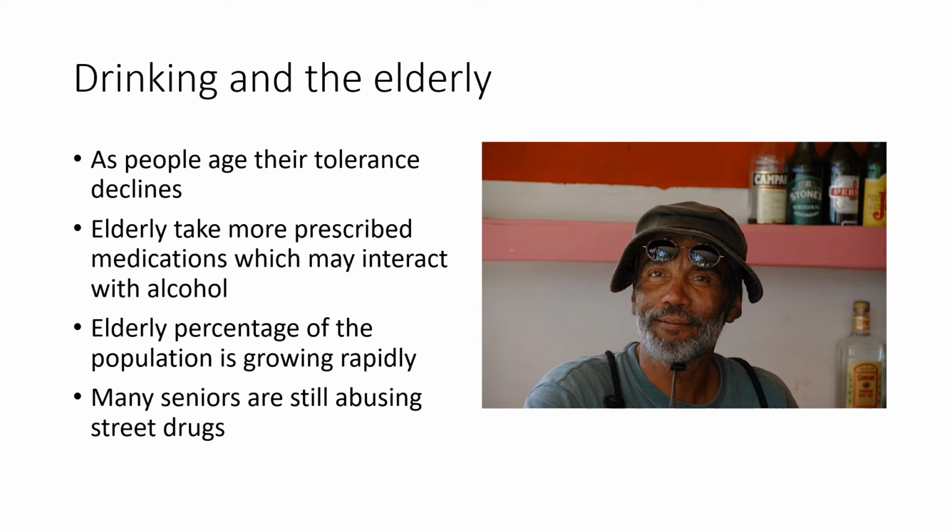Drinking in the elderly. As people age, their tolerance declines. One drink a day may be acceptable for non-pregnant adults in their younger years, but one source I have says three or more beverages per week for an 80-year-old would be binge drinking and may impair their health. The elderly also take more prescribed medication, which may interact with their alcohol. And the elderly percentage of the population is growing rapidly.